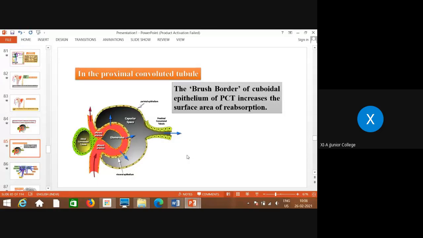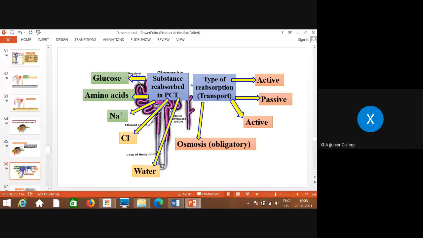So what is reabsorbed then? These are the substances reabsorbed in the PCT region: glucose, amino acids, Na ions, Cl ions, then water. All these are reabsorbed either passively or actively. Passively, for example, by osmosis, very easily, or by diffusion.